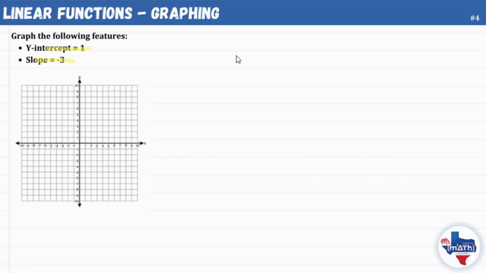Y-intercept means that's where it crosses the y-axis. So if we were to write a t-chart, our y-intercept would occur at 0, 1. So let's plot that, 0, 1. So that means we go to the origin and go up to 1. So that's our y-intercept.